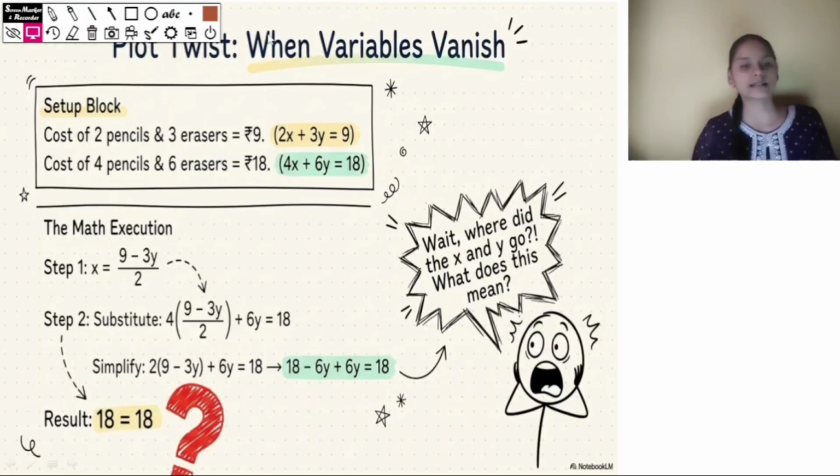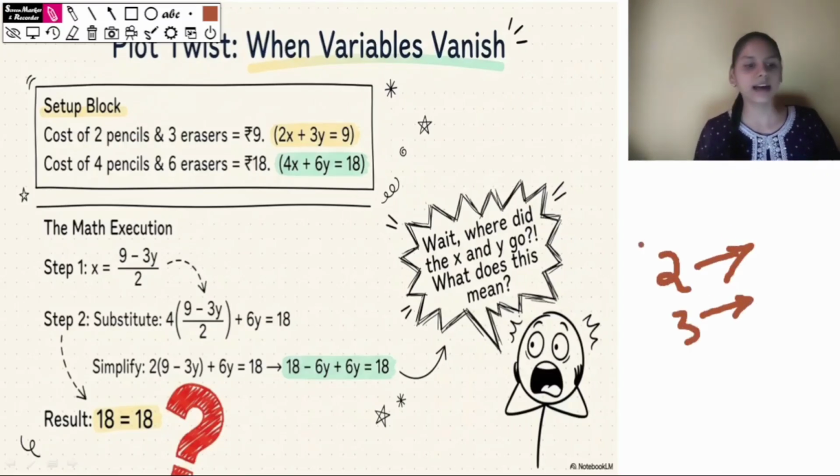Okay, so then variables vanish. Sometimes what happens is, while solving, your variables are going to vanish away. How? See, the cost of 2 pencils and 3 erasers. You bought 2 pencils and 3 erasers, and the cost was 9 rupees. So you don't know the cost of anything.